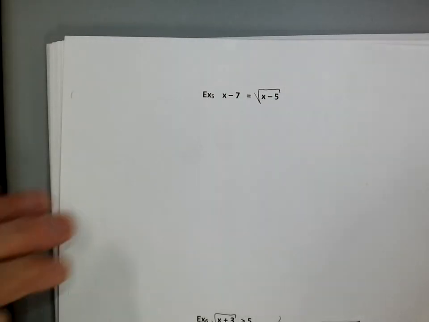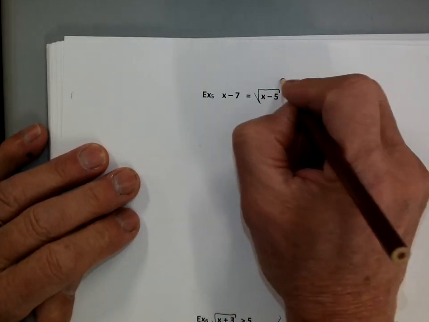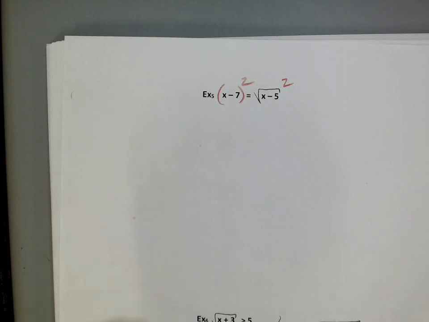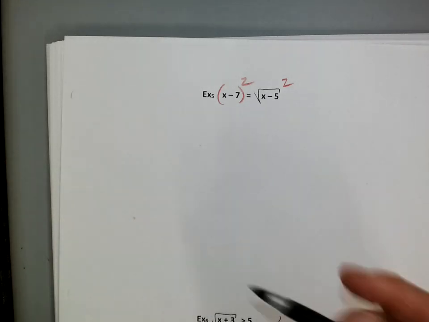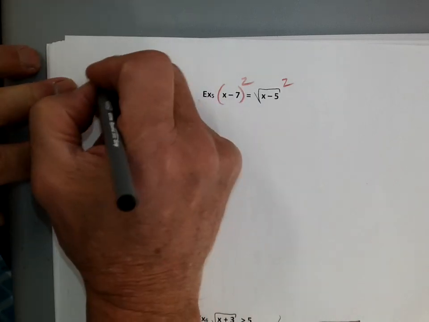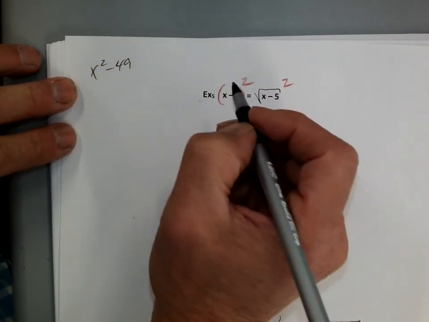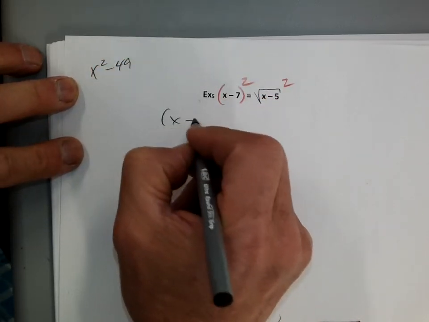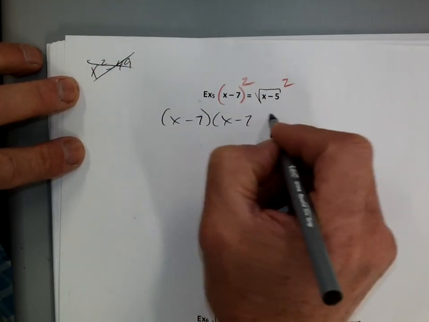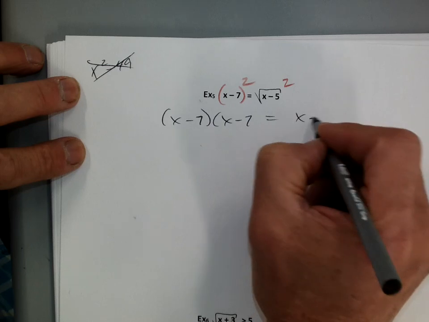Well, I'm going to square both sides. This one's going to be harder, okay? Pay attention. We'll go slowly. So I square both sides. Well, what does that mean? Well, I've got to have an x minus 7 squared. That is not x squared minus 49. It is x minus 7 times an x minus 7 equals an x minus 5, okay?